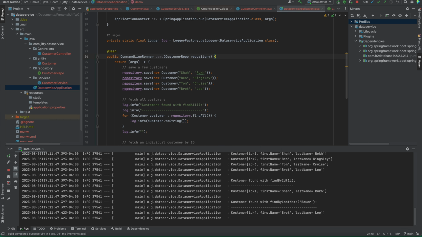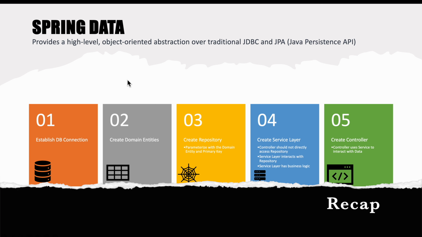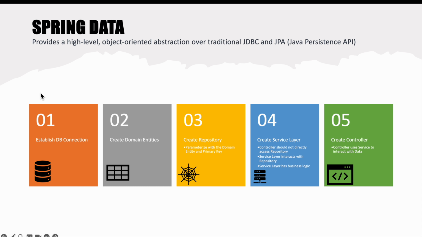So what exactly did we achieve in the application? We created a DB connection. You have seen the database dependency being included in the POM file, and the application properties file, which were included to have the database connection set up. We created a domain entity, which is basically the object-oriented representation of the table that we had created. We created a repository. We used the JPA repository, and all the CRUD operations came automatically by default from the framework.